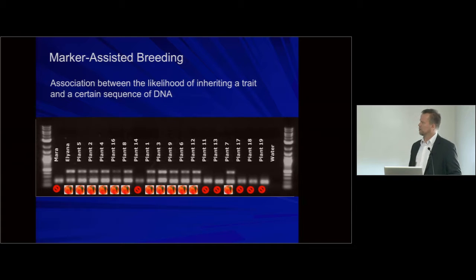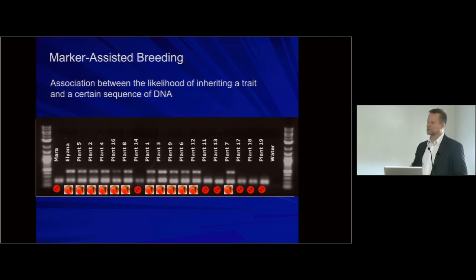We performed PCR around a gene that we thought would have a role in production of the peach flavors in strawberries. Strawberries have some peach notes, and consumers find them very favorable. On the far left, you see Mara and Eliana. Mara is a parent that does not produce the peach flavor. Eliana does. And so what marker-assisted breeding allows us to do is to cross Mara with Eliana, and then in the next generation, shown here as plant 5 through plant 19, we can predict which plants will carry the ability to produce that favorable peach note.